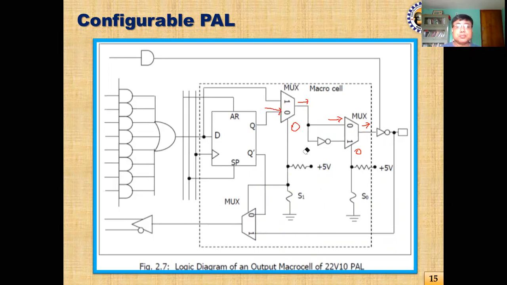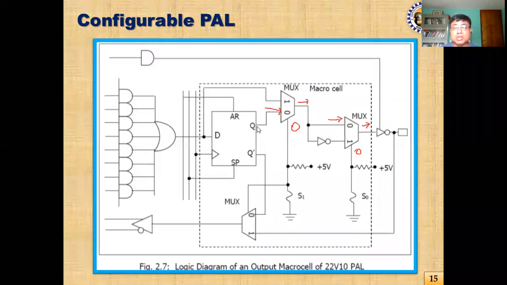Now you see, when this is 0 and when this is 0, what will happen? What we will get in the output? If it is 0 means this Q output is going here. So Q output means it is the registered output. It is coming through the flip-flop. So this registered output is going over here, and this is going to here. So if it is 0 over here means this will be inverted.